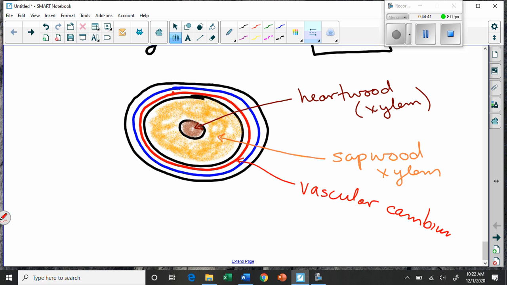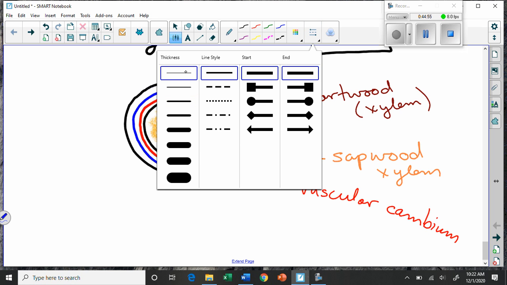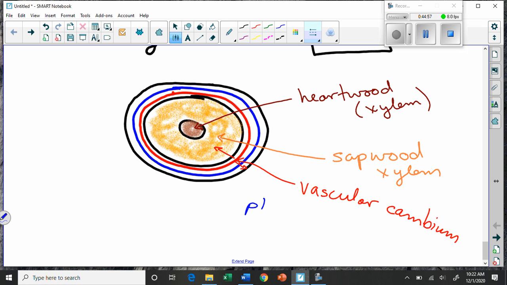And this is a ring of supporting cells, but it's also sort of where we find the growth. So this is where the cells are growing this way to make xylem, and they grow out this way, and they make the blue stuff, which is the phloem. You'll notice that the phloem is a very thin ring, and so is the vascular cambium, right? Very thin layer.